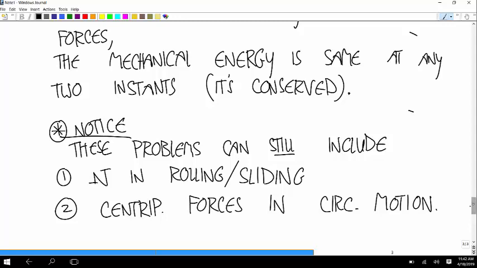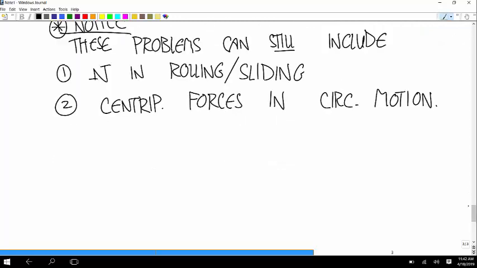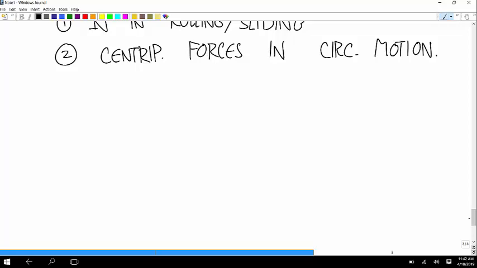Okay, so let's see a few examples. I'll start with a few examples that would be such a pain to do with Newton's laws. You could do it, but it would be a real pain in these instances, but it's a one-line calculation with an energy approach.